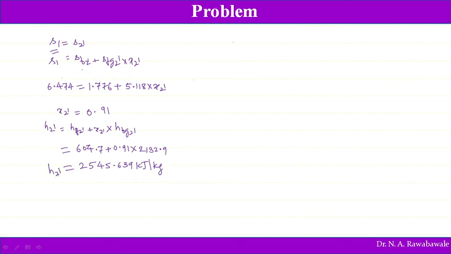H2 dash is known. So now once we know h2 dash, we can find the v2, or the velocity of steam at point 2, right here, the velocity of steam at exit.